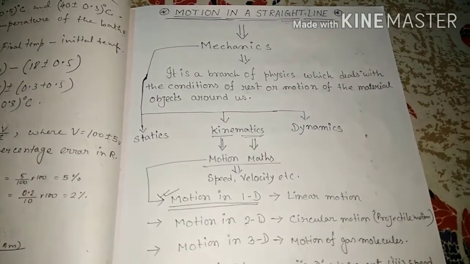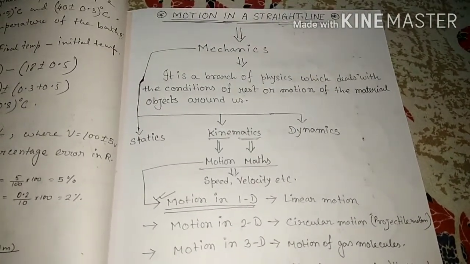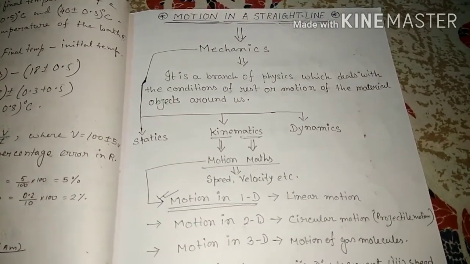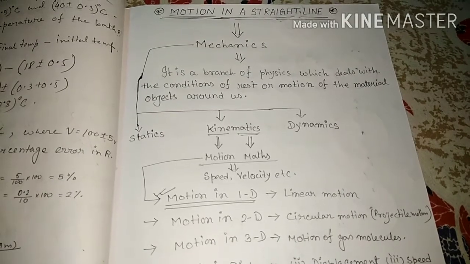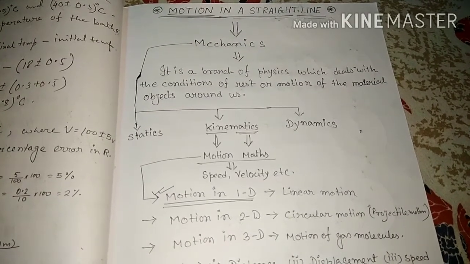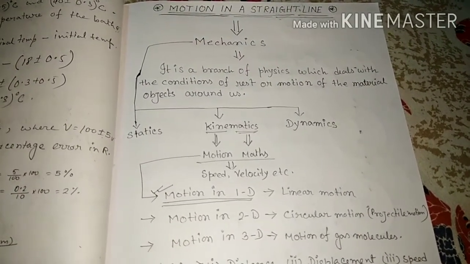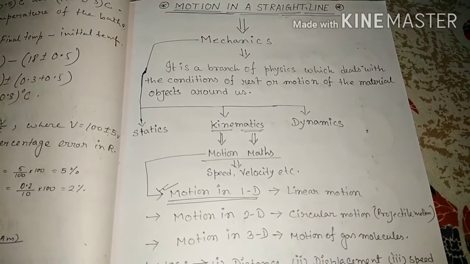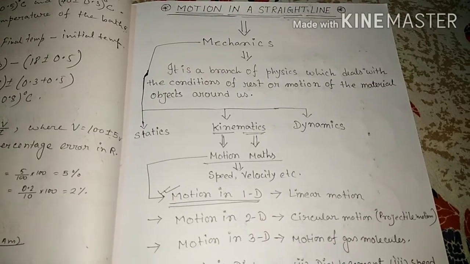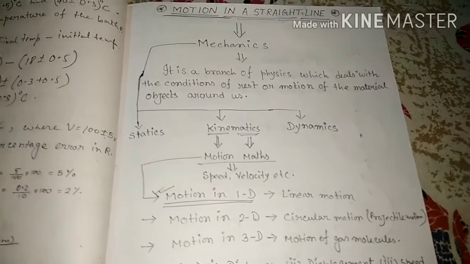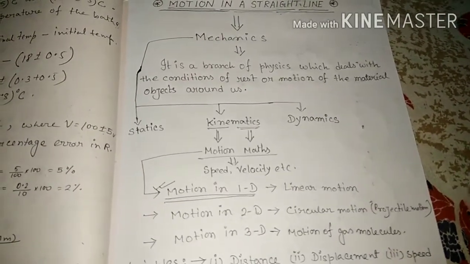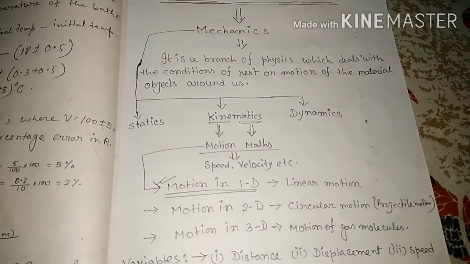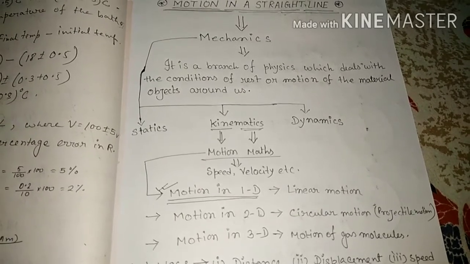from the second chapter. Now, before we start this one, in physics there are many branches. In one branch we deal with light, the laws of optics, and in another branch we deal with the condition of rest or motion of the material objects around us. That branch of physics is called mechanics, and mechanics has three sub branches. One is statics, kinematics and dynamics.